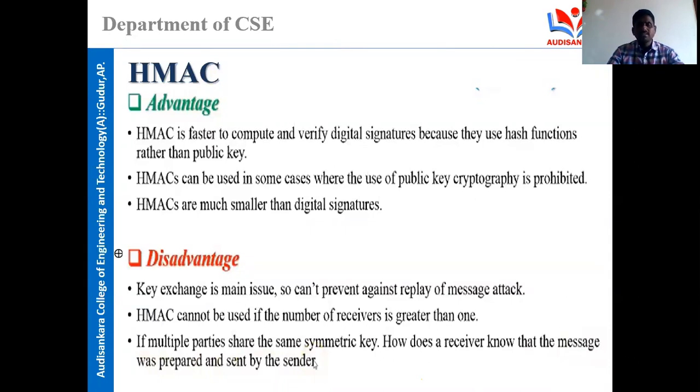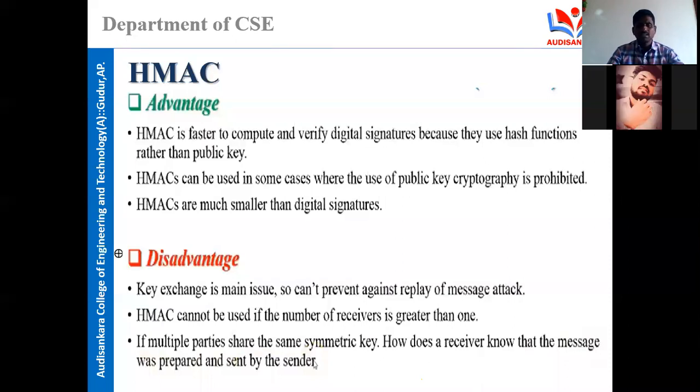If multiple parties share the same symmetric key, how does a receiver know that the message was prepared and sent by the sender? That is another difficulty. If multiple parties are using the same key, then from those inputs it is difficult to identify who sent this particular message. It is a difficult task. So these are the advantages and disadvantages of the HMAC algorithm.